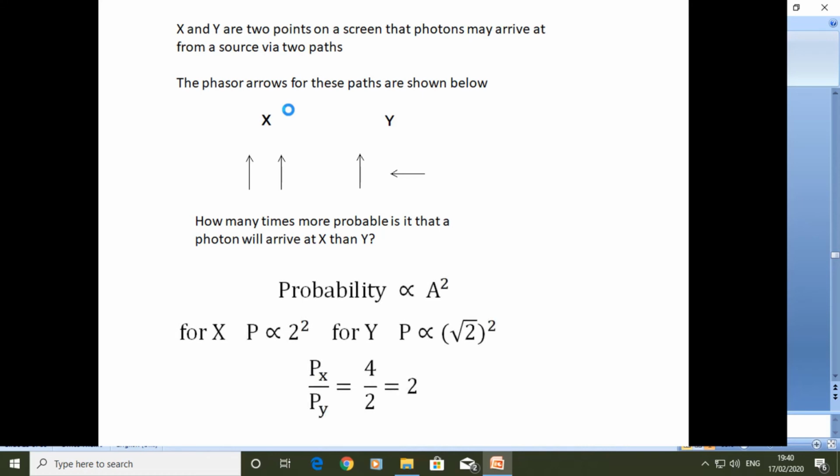Okay, the probability is proportional to a squared. For x, the amplitude of the resultant is 2, so the probability is proportional to 2 squared. For y, the amplitude will be root 2, so the probability is proportional to root 2 squared. So the ratio of the probabilities will be 4 to 2 or 2 to 1.